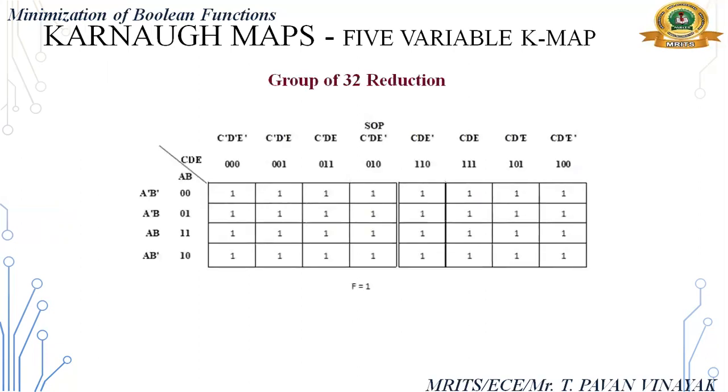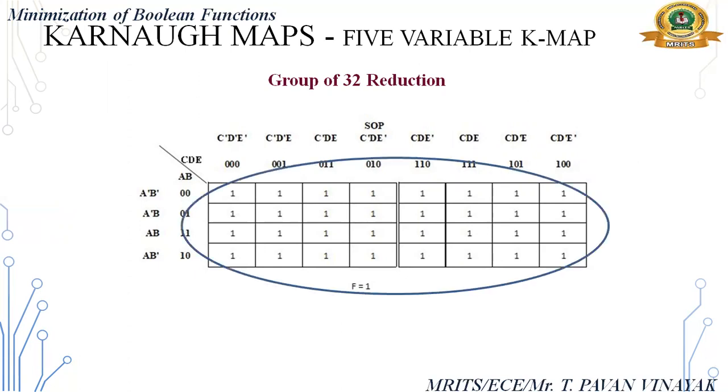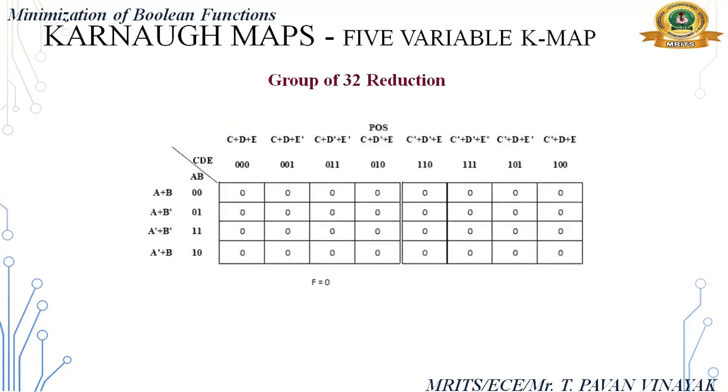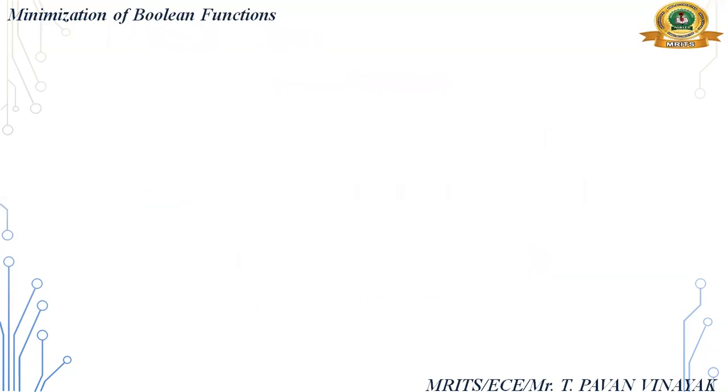So see, this is a group of 32. All cells consist of 1. So the final expression F is equal to what? F is equal to 1. So this is a group of 32. Suppose I give all 32 cells with 0. Then the answer is F is equal to 0, because the common term is 0. Next, let us check for 16.